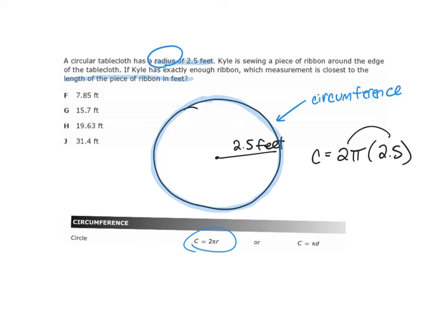And this problem will actually be a little bit easier if I multiply 2 times 2.5 first. 2 times 2.5 is 5. So I can write this as my circumference is equal to 5 times pi. Now let's multiply that. Now remember that our formula chart told us that the value of pi is approximately equal to 3.14. I'm actually going to estimate my answer. I know that 5 times 3 is 15, so my answer should be a little bigger than 15.